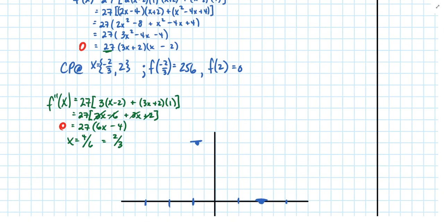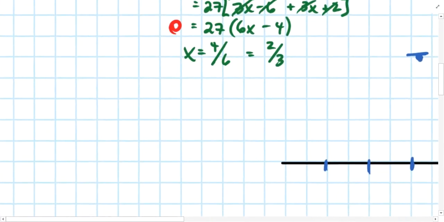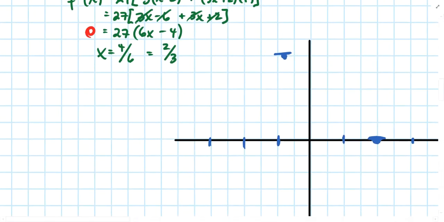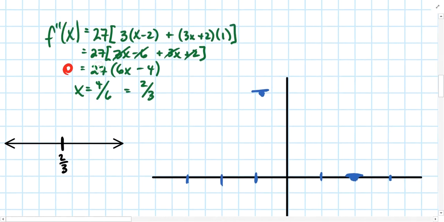Now I don't know that that's an inflection point just yet. Just because the second derivative is equal to 0, I don't really know if that's an inflection point. So what I'll do is just make a quick number line here, mark 2/3, and I'm going to pick a spot to the left of 2/3, and then I'll pick a spot to the right of 2/3 and evaluate it in our second derivative. Well, I think two numbers that would work here are 0 and 1, and I'm looking at this form of the derivative.